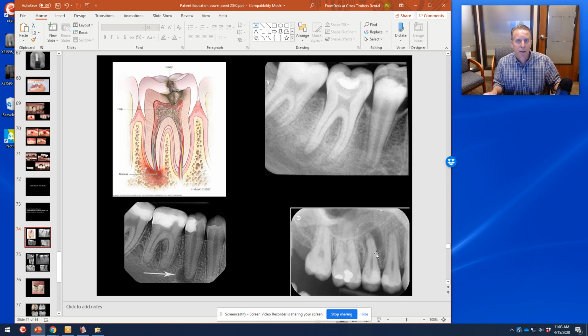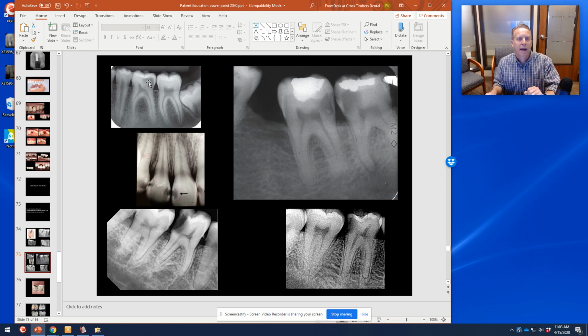So those are cases where it's 100% chance it needs a root canal. There's no question about it. That needs to be treated. Okay. But what about these other ones where we have some areas where there's quite a bit of decay, but we go down to the root tip and there's no dark spot, there's no infection.